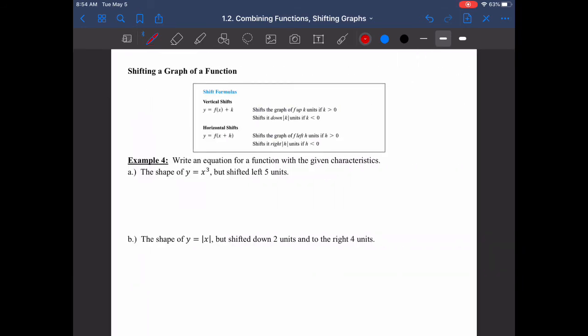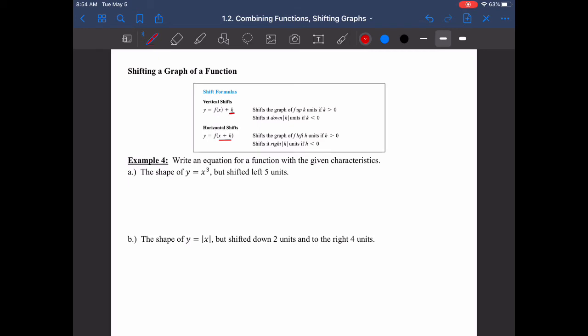So next is shifting a graph of a function. Vertical shifts are when we add an overall number outside of our standard base function, just over to the side. And horizontal shifts are when you add directly to x inside of the function. So notice that this k will shift up k units, or down k units. If it's a minus, it'll go down. If it's plus, it'll go up, and it does exactly what's there.